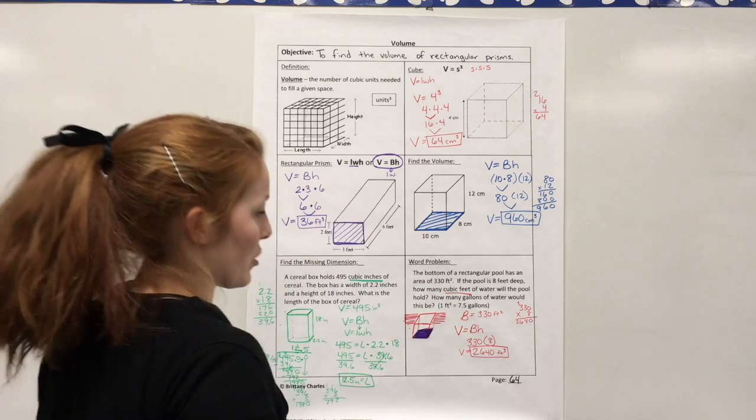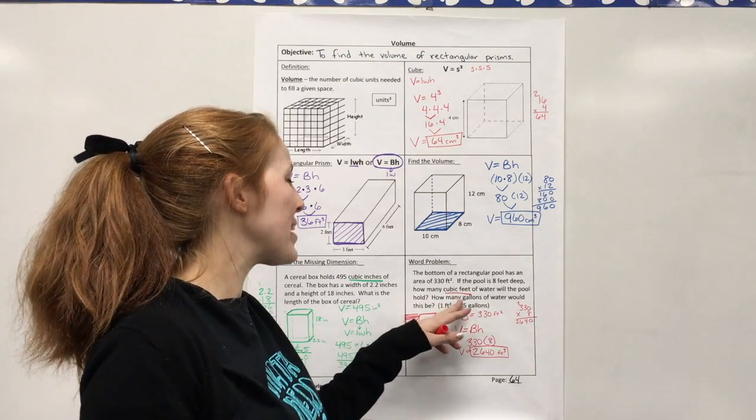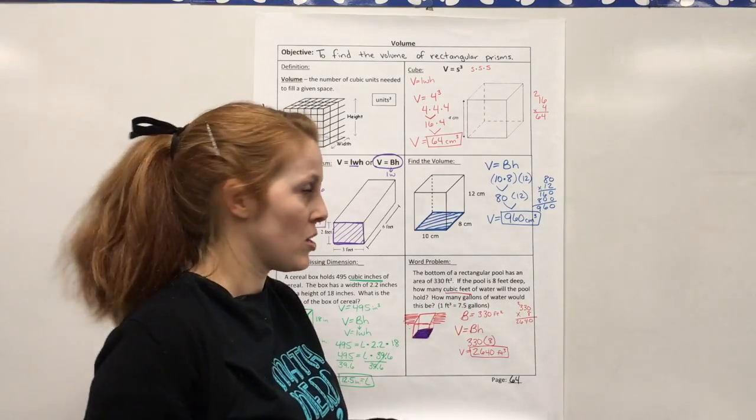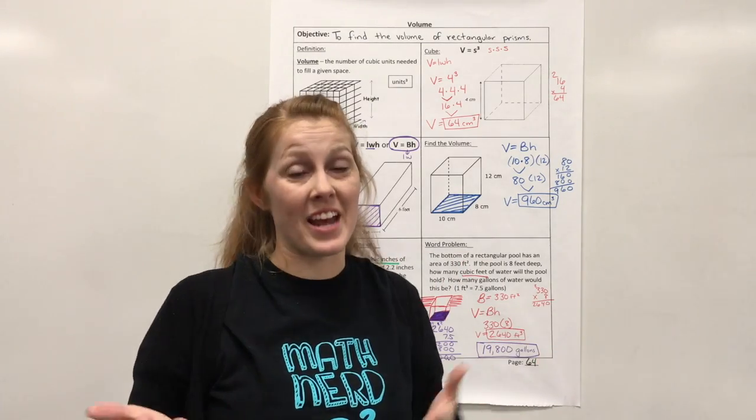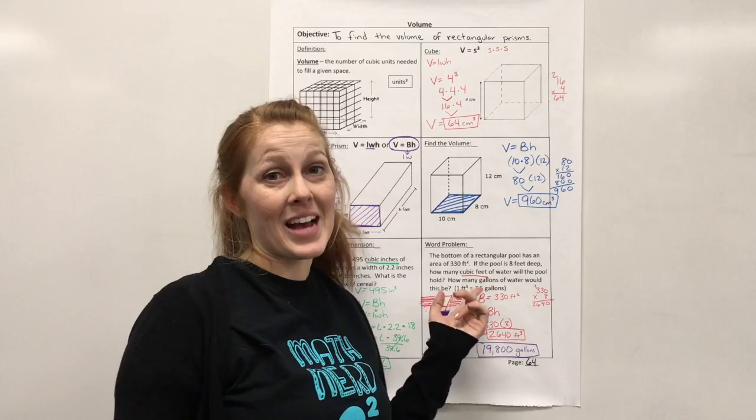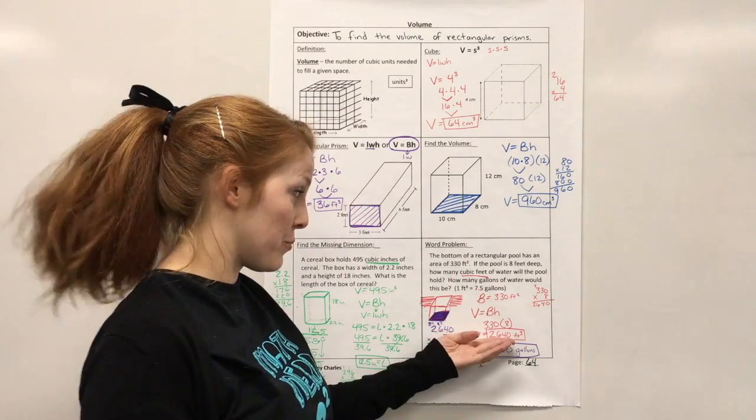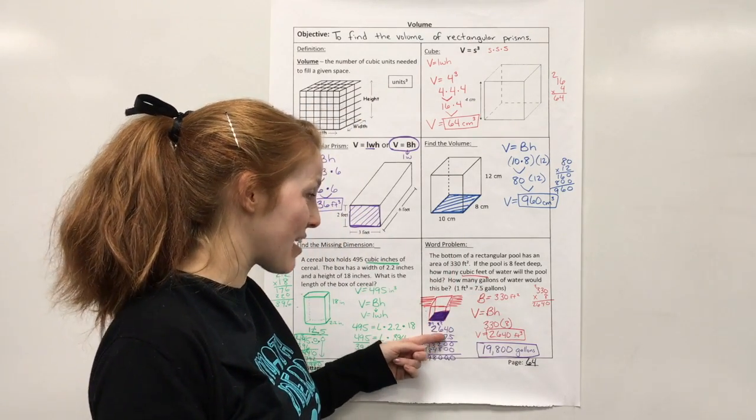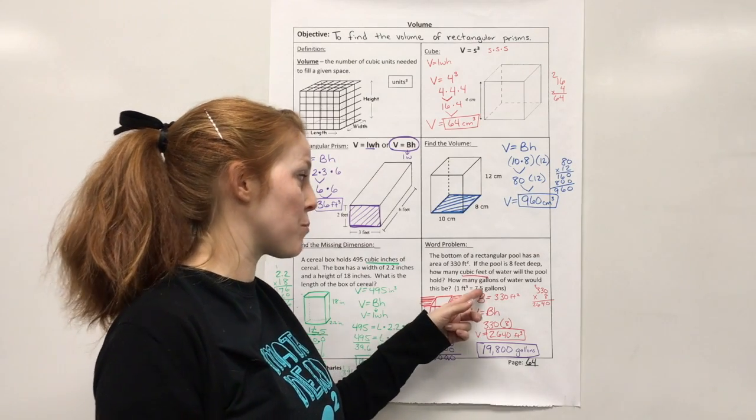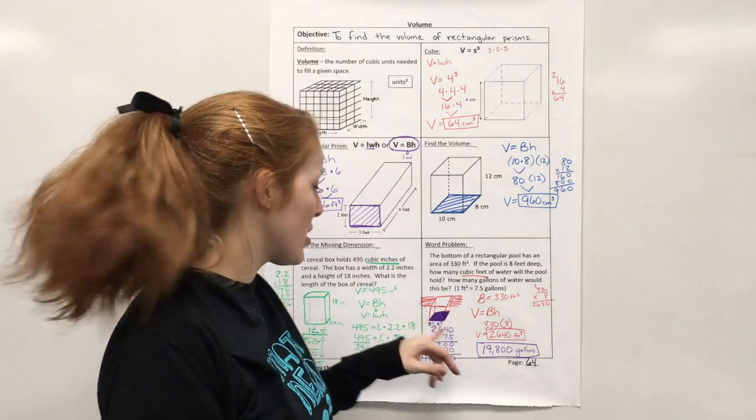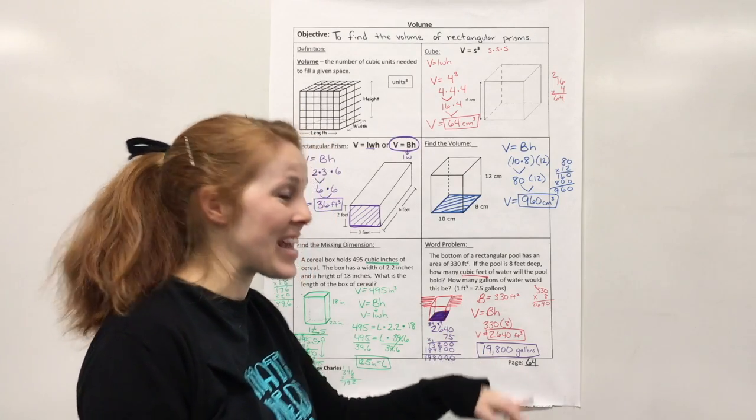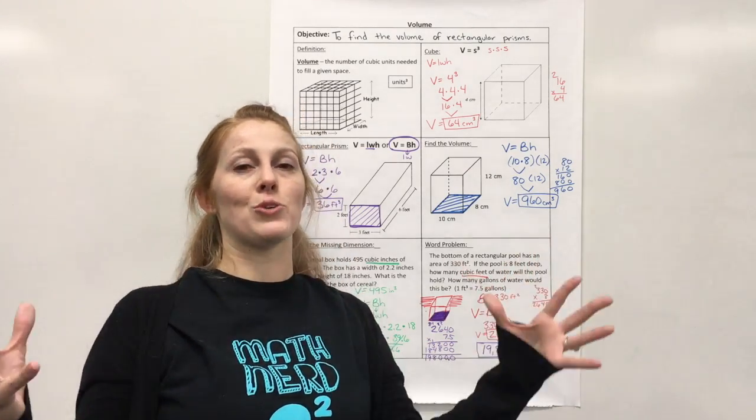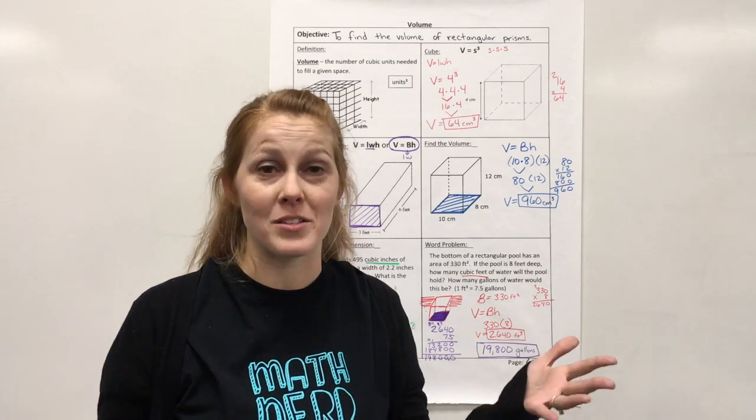That's my first question. And the second part says, how many gallons of water would this be? All right, so each cubic foot holds 7.5 gallons. So I had to take my volume and multiply it by 7.5 since there were 7.5 gallons in each cubic foot. So when I multiply that out, I ended up getting 19,800 gallons, which sounds like a huge number, but it's actually a pretty reasonable size pool.